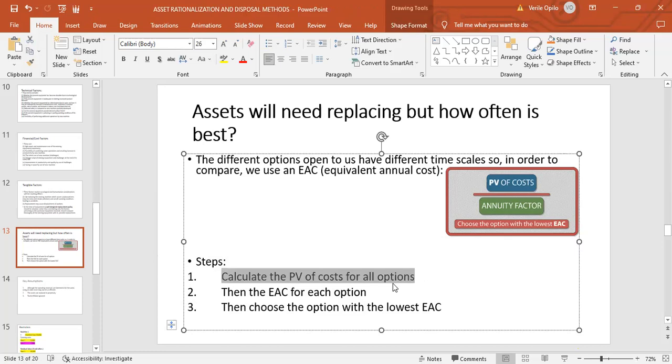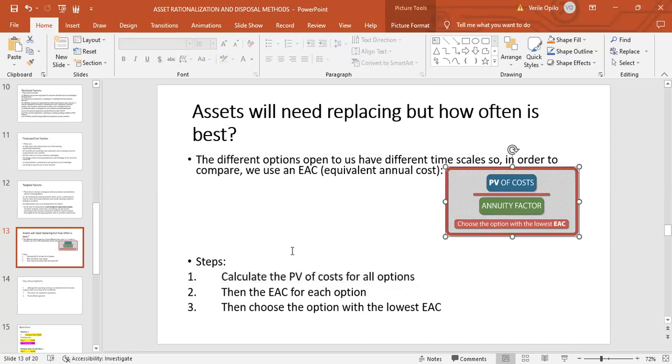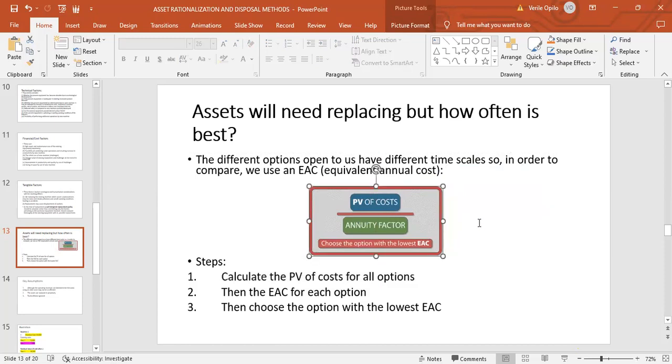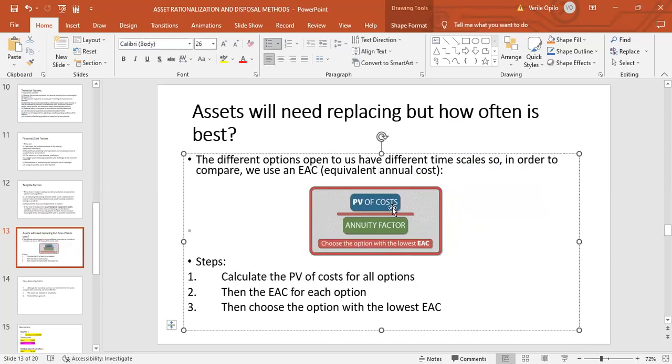We looked at computing present values in the last class that we had. Then after you have calculated the present value of costs for all the options that you have, you go ahead and compute the effective annual cost for each option. And the effective annual cost is computed as the present value of the costs divided by the annuity factor. I remember we talked about the annuity factor again in the last class that we had. Then now you choose the option with the lowest effective annual cost.